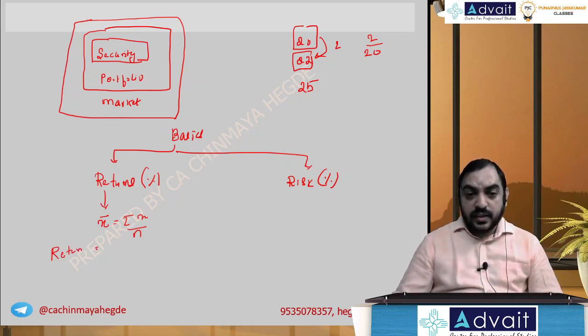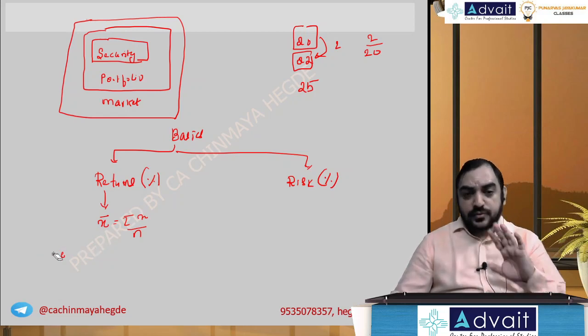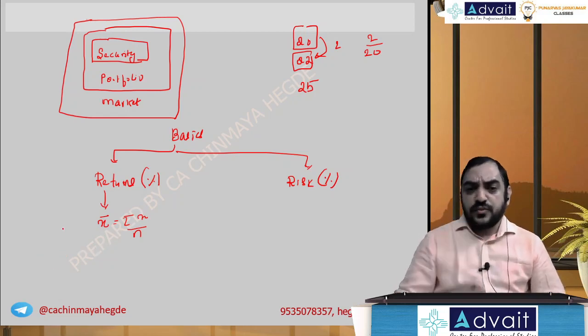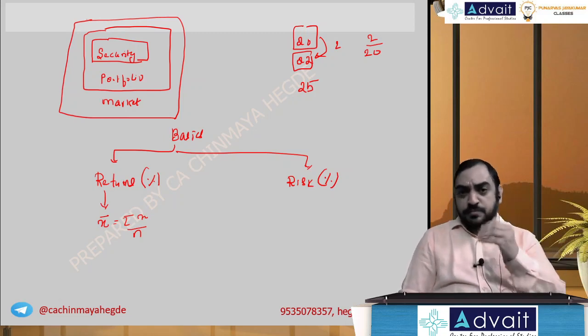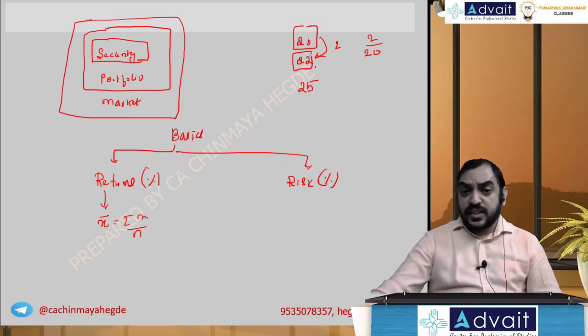Return is calculated by, or let's try the formulas. First, let me just tell about the basics. 2 by 20 into 100, I get 10%. Next year, how do you calculate?